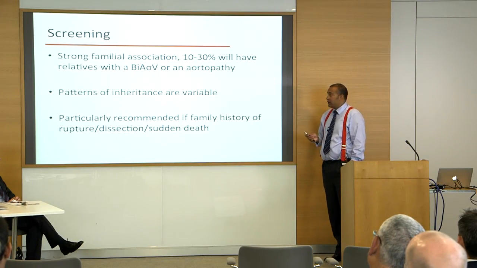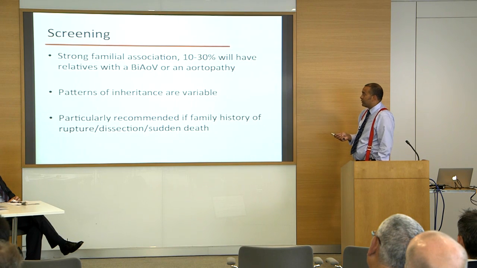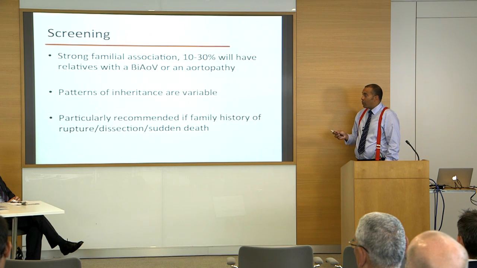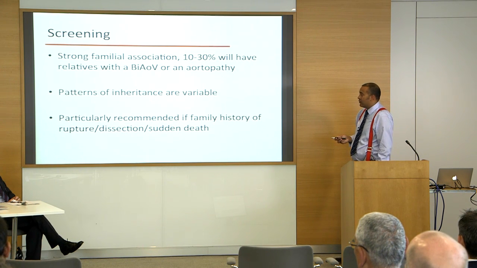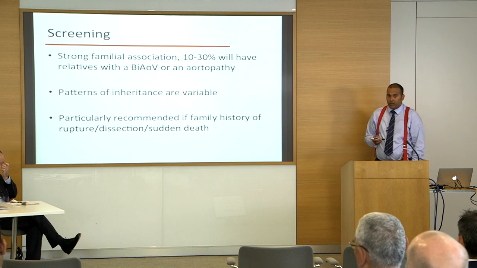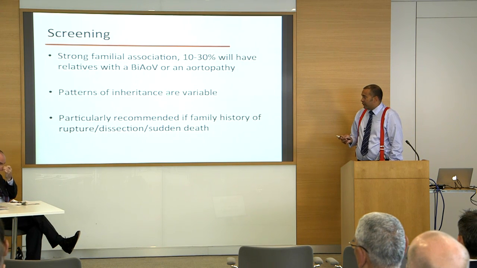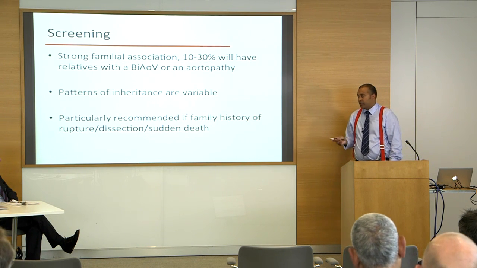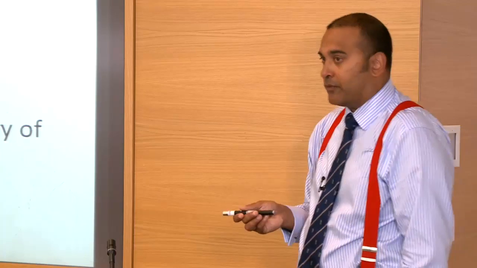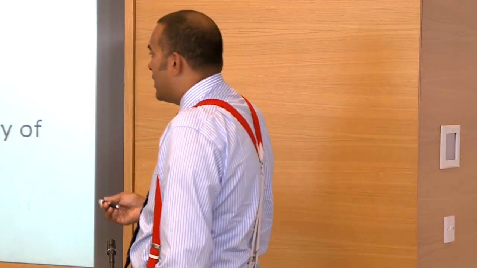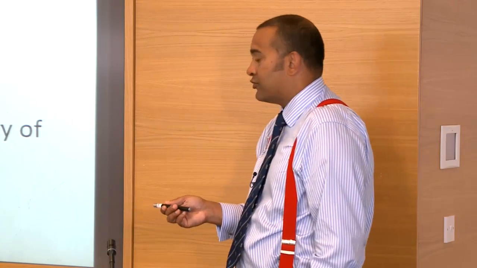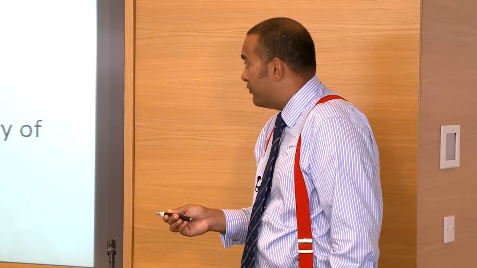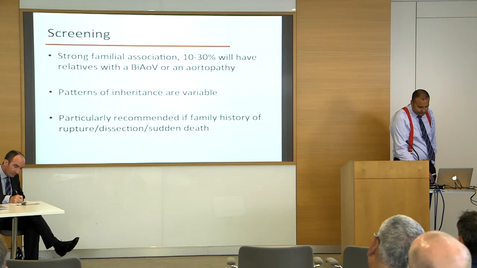Screening, so screening of siblings, there is a strong familial association, and somewhere in 10 to 30% will have a relative with either a bicuspid valve or an aortopathy. The patterns of inheritance are variable and not, as I say, fully understood. And screening is particularly recommended if there is a family history, so it's beholden on you, if you have a patient with a bicuspid aortic valve, to take an accurate family history, and you should look for rupture, dissection, or history of sudden death at an early age within that family, because there may well be a familial component which needs proper follow-up.